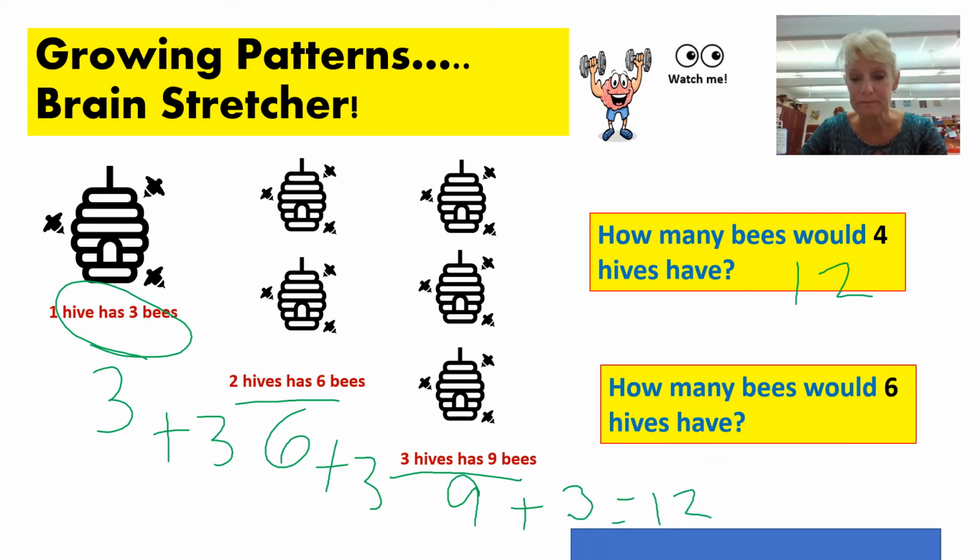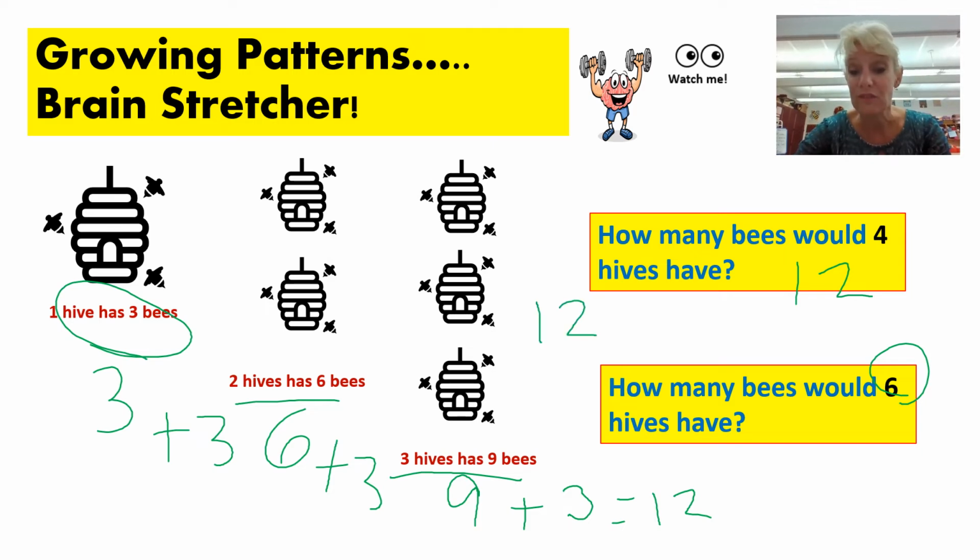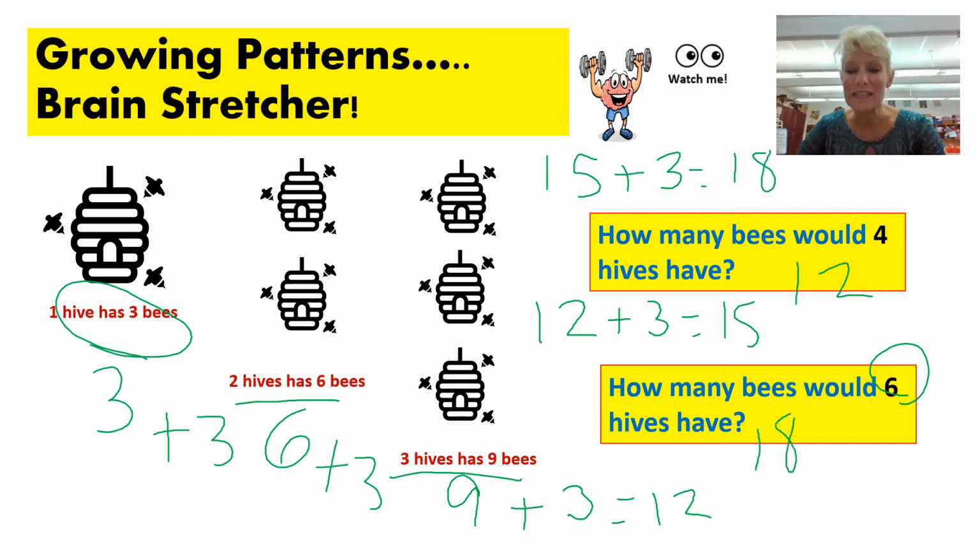Let's check out our next one. Ooh, this is tricky because it says how many would 6 hives have? Well, I only know how many 4 has. So in order to figure out how many 6 has, I have to figure out how many 5 has first. So I'm going to take the 12 that 4 has, and I'm going to add 3, which makes 15. Now, in order to figure out how many 6 has, I'm going to have to take the 15 and add 3 more, and that's going to give me 18, and that's my answer right here. 6 hives would have 18 bees.